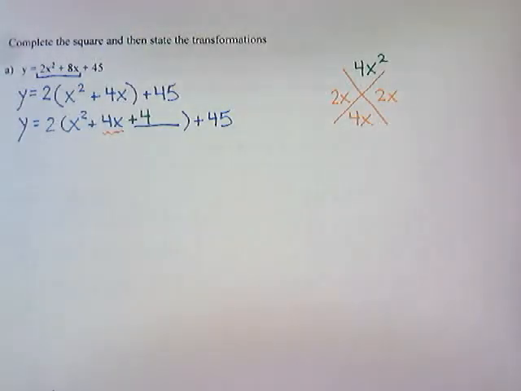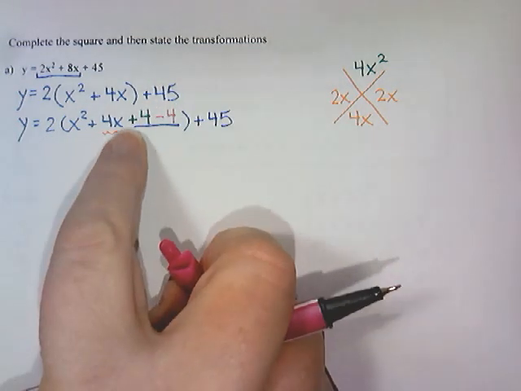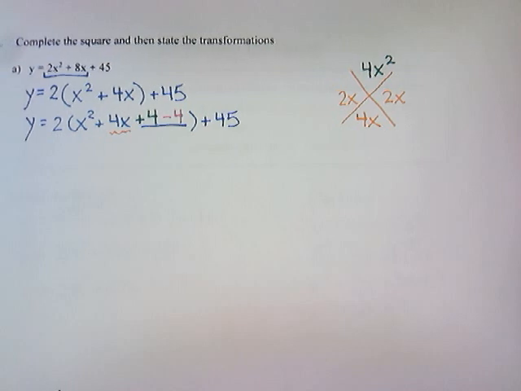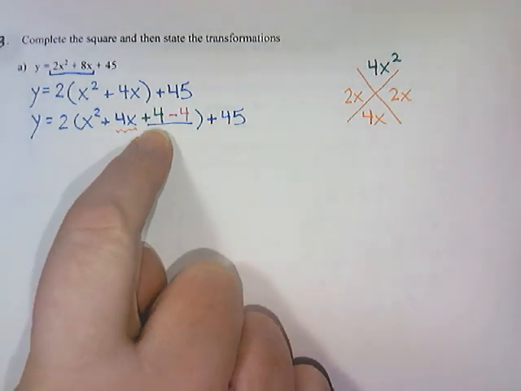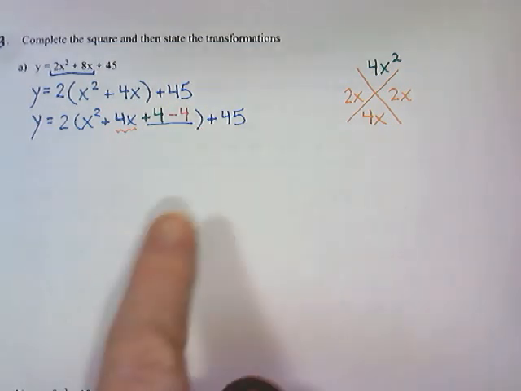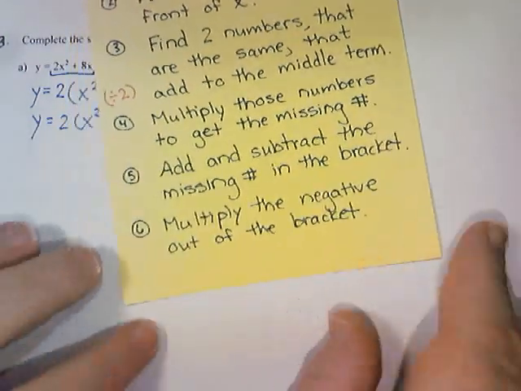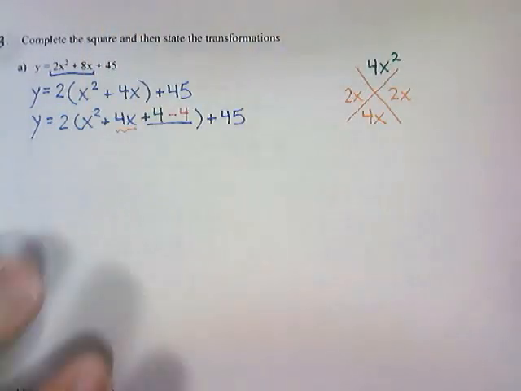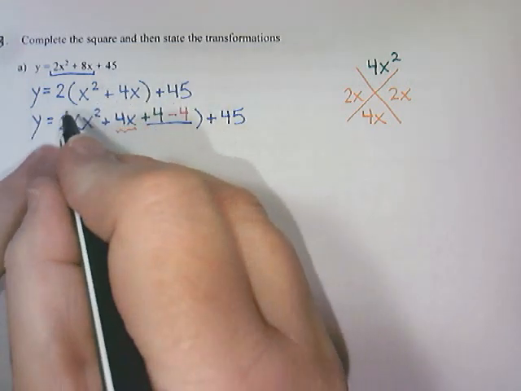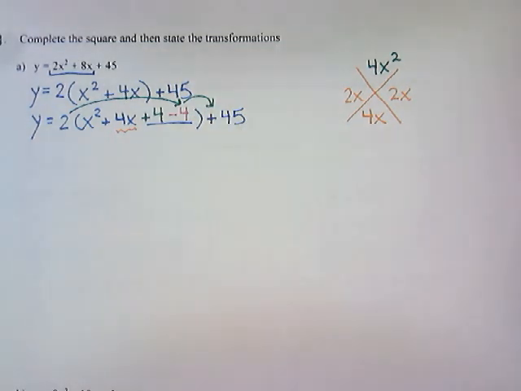So I can't just randomly add 4. I need to also then cancel it out by subtracting 4, because if I add 4, it's not the same equation anymore. The parabola would look different. It would have different transformations. So I added 4, and then I had to cancel it out by subtracting 4 so that I didn't actually change anything in the equation. But the minus 4 is not meant to be part of my bracket. So it says multiply the negative out of the bracket. The reason why this is currently inside the bracket is to show that it is being multiplied by 2. So if I were to multiply it by 2, it wouldn't need to be in the bracket anymore. I could kick it out.